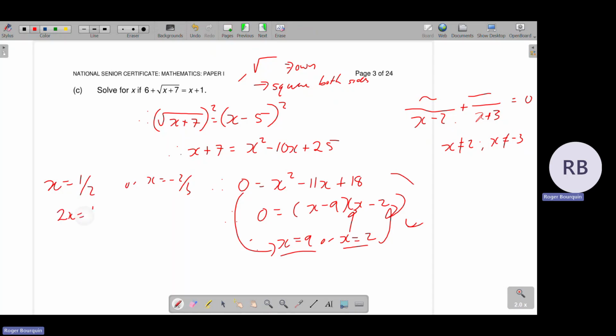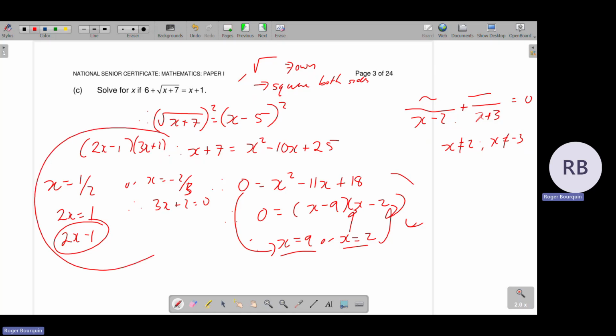So you get 2x is equal to 1, and you've got to get the thing equal to 0. So the one factor would be 2x minus 1. The other factor would be what? That's minus 2 over 3. It's 3x plus 2 is 0, right? So factorize to 2x minus 1, 3x plus 2. In section A, I would generally pretend I factorized. In section B, I definitely wouldn't bother.